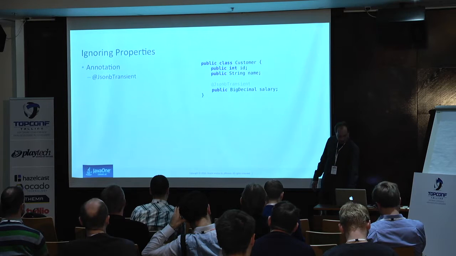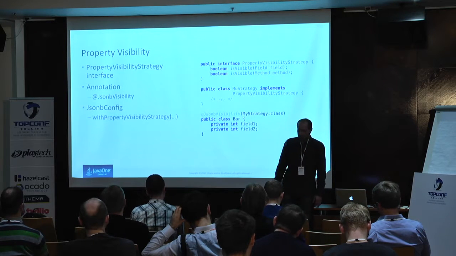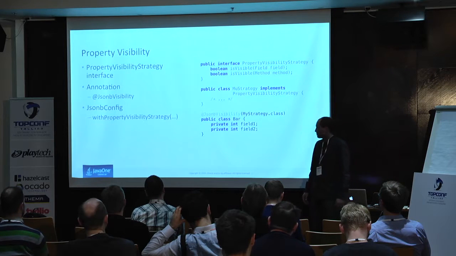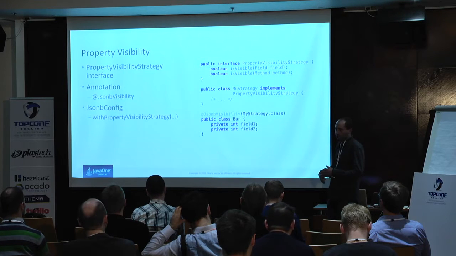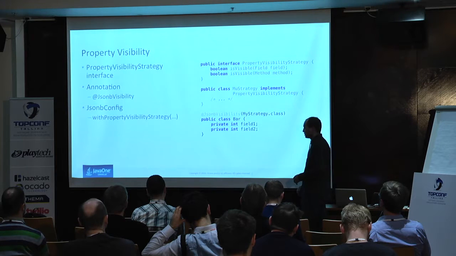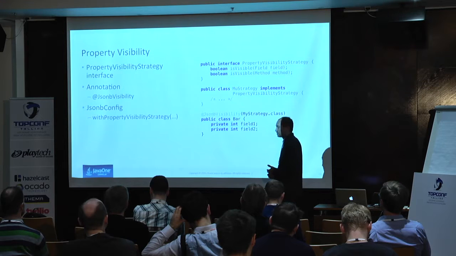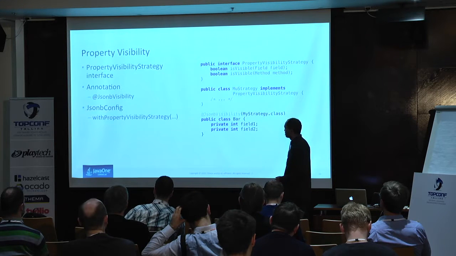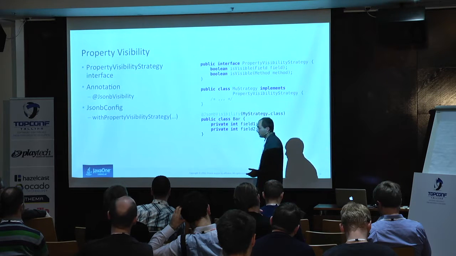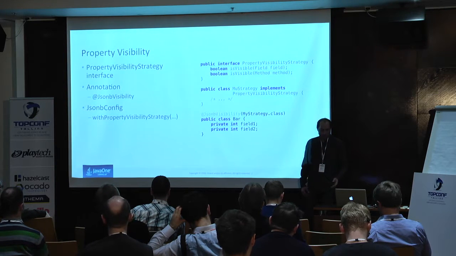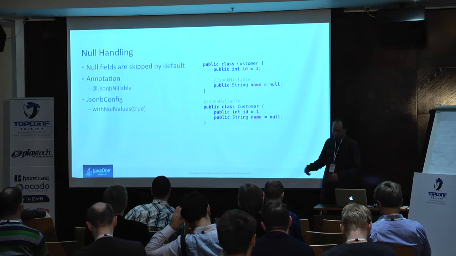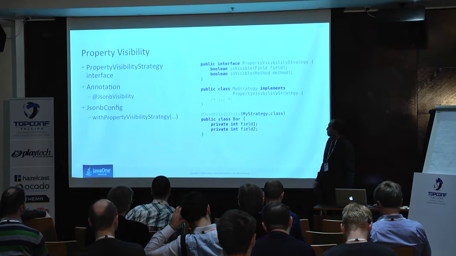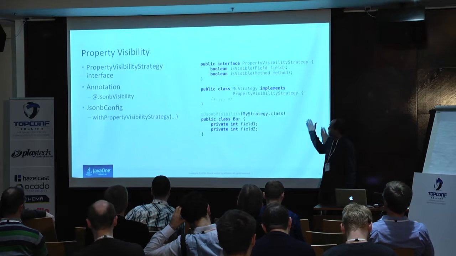Property visibility, property visibility strategy. You maybe remember that slide I mentioned, how it works, that public fields and there are some getters, setters, and so on. Sometimes you need some customized solution. So for that case, you can use the property visibility strategy, implement this interface, pass it to the config, and it will be used. So when JSON-B runs the code, it will be up to you to implement just whether a field or method is visible and implement your own logic.